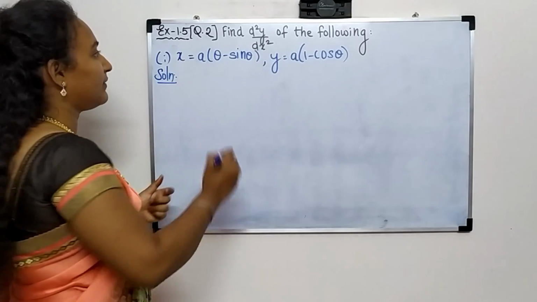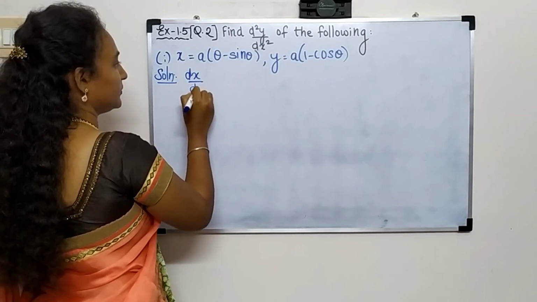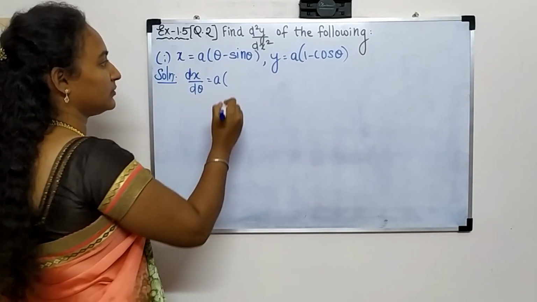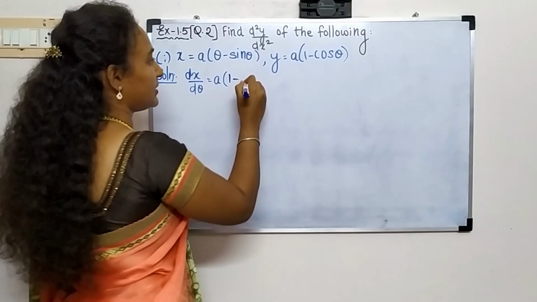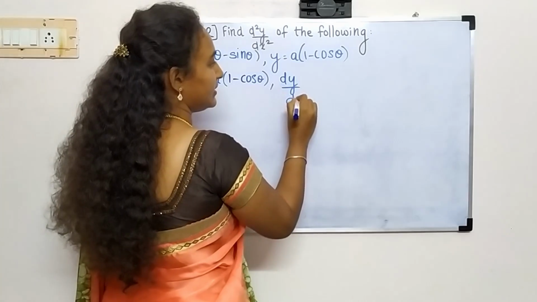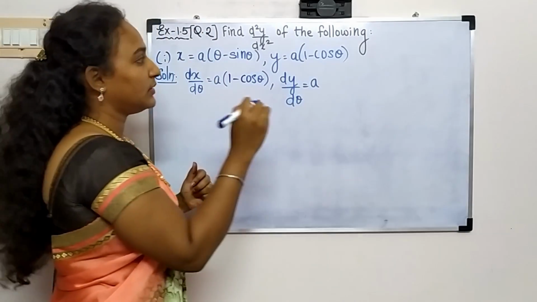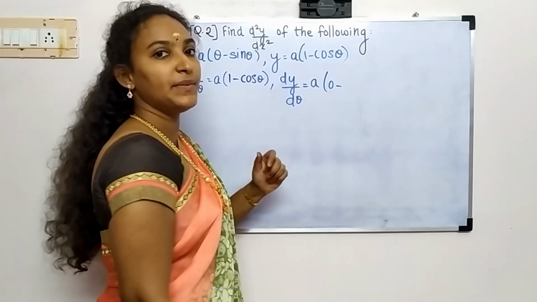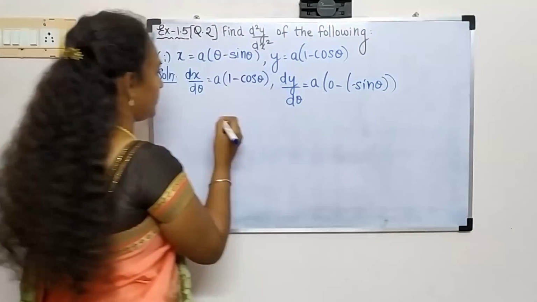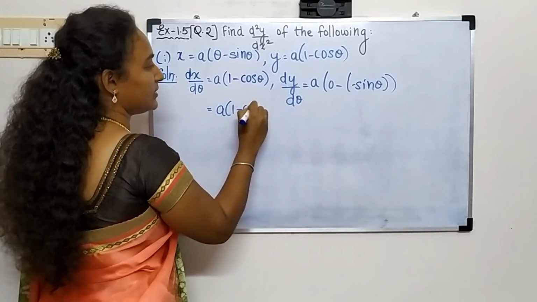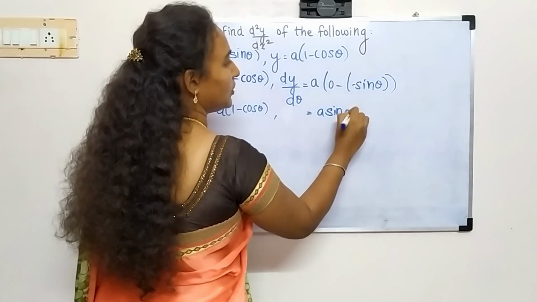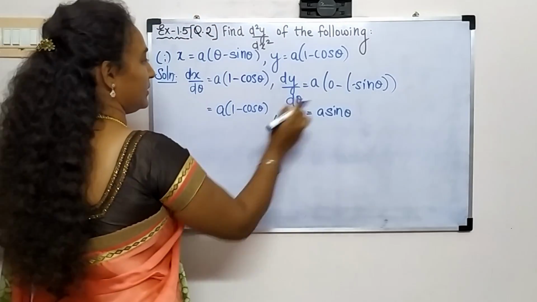Okay, so dx by d theta will be a, a is a constant, derivative of theta will be 1 and derivative of sin theta will be cos theta. Similarly, we have dy by d theta is a, a is a constant, derivative of 1 is 0 and derivative of cos theta is minus sin theta. So this is equal to a(1 minus cos theta) and this is a sin theta. Minus into minus will become plus.